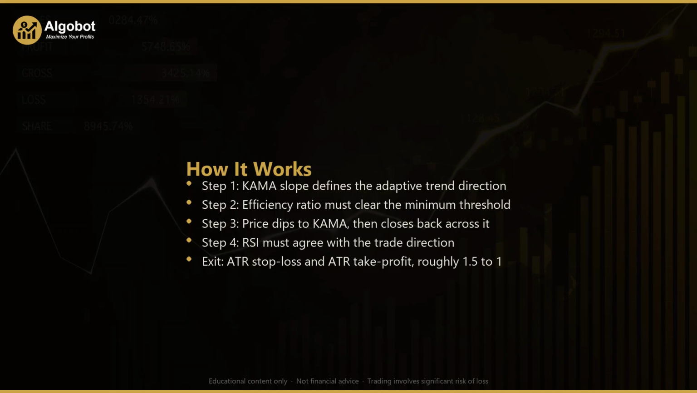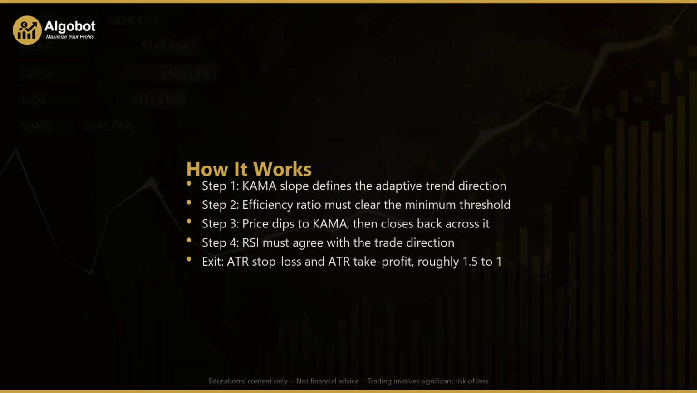Step 3 is the pullback and reclaim, and this is the real signal. For a long, the just closed bar must dip down to or through the adaptive line, meaning its low reaches the line, and yet it must close back above the line. That combination describes a shallow pullback into the line followed by a recovery, which is the moment the strategy wants to join the trend. For a short, it's the exact mirror. The bar's high pushes up to or through the line, but the bar closes back below it.